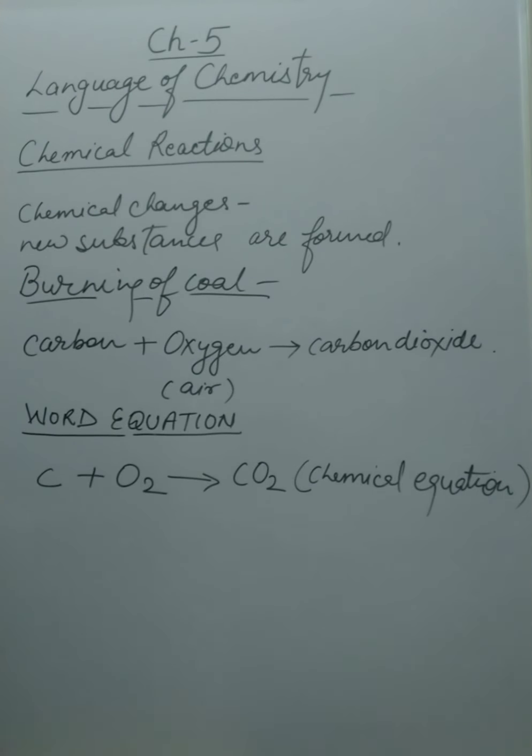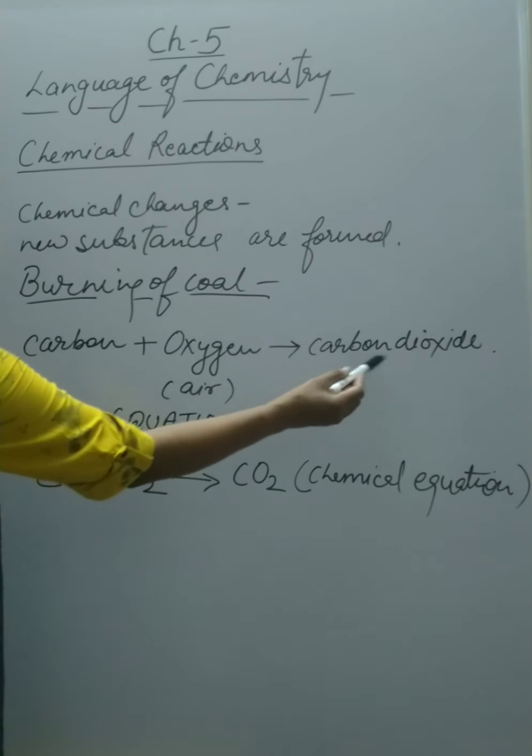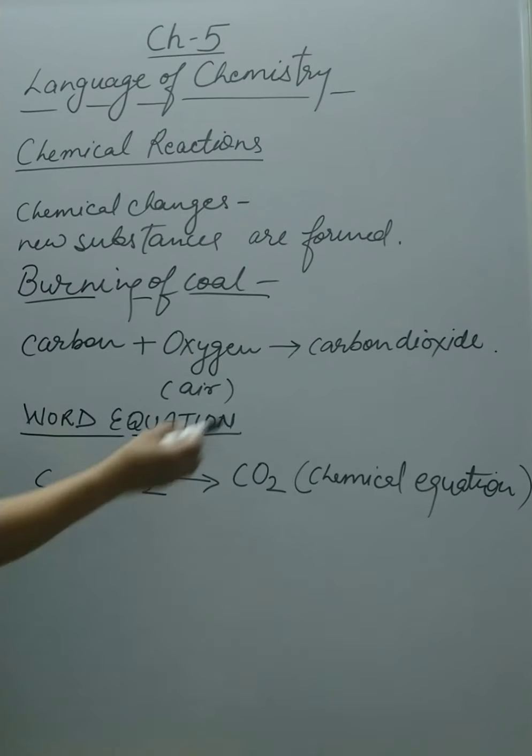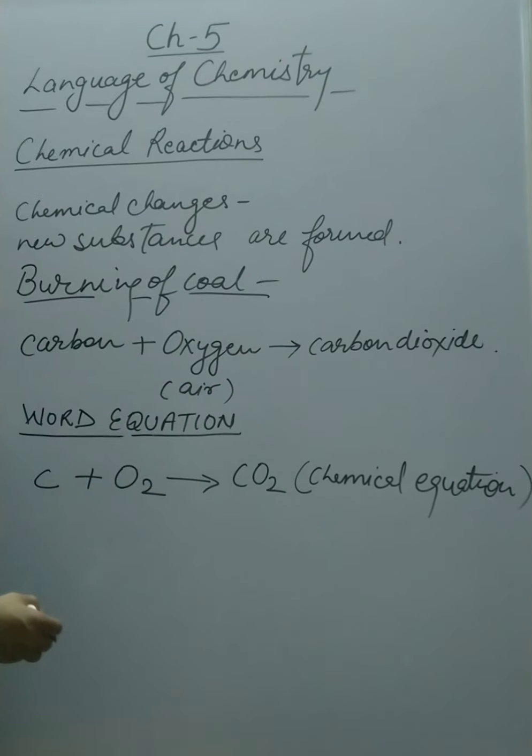For example, if we talk about the burning of coal. When you see coal burning in front of you, how will you represent that change on paper? The simplest way is that we write carbon, because coal is basically made of carbon. Carbon combines with oxygen. Whenever anything is burning, it is combining with the oxygen present in air. So here carbon is combining with oxygen present in air and is forming a gas called carbon dioxide. We represent the change happening by an arrow.